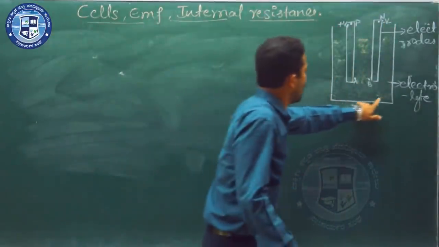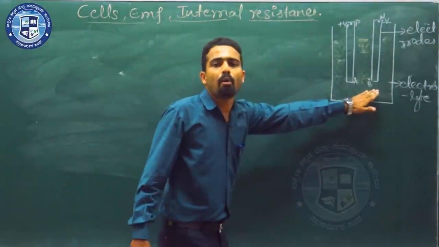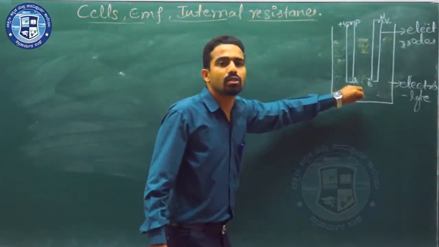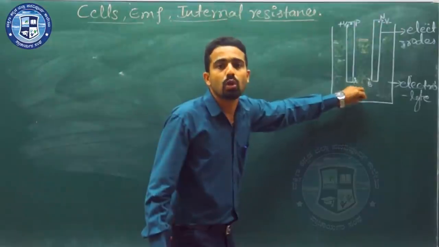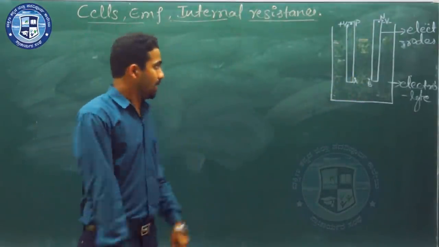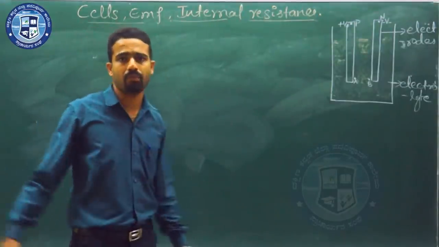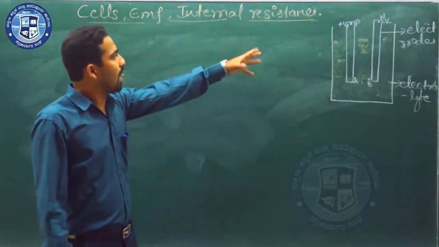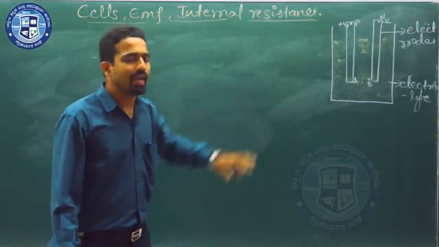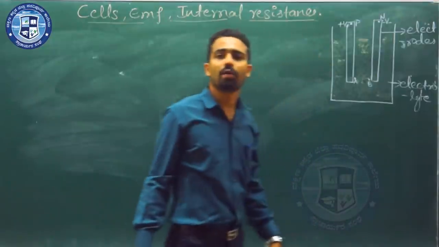So this is called the electrolyte or electrolytic solution. It has the property of electrical conduction, so current will pass through this solution. Now, what is our task here? Why do we have to study this? We have to know what potential is developed across these electrodes. That is what we have to find out.